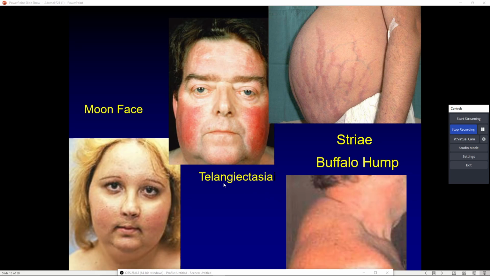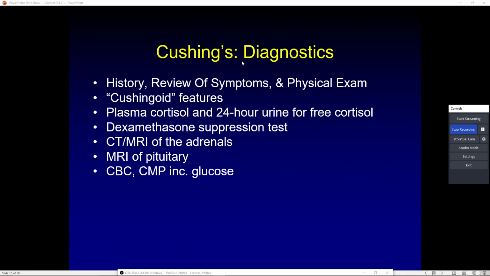Okay, and the telangiectasia is just the reddening of the cheeks due to capillary beds in the surface tissues either breaking or rupturing, or having excess blood flow to the cheeks and superficial tissues.